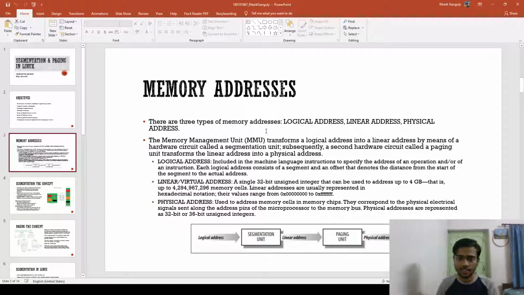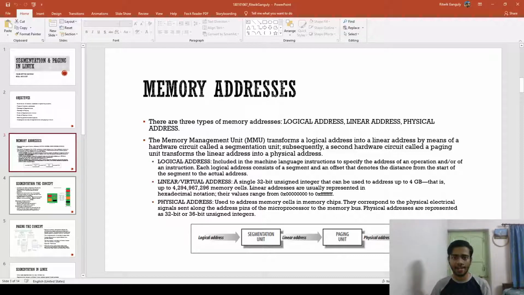What we see in a logical address is the machine language instructions that are required to specify the address of an operation or of an instruction. Then coming to the linear or the virtual address, it's just a single 32-bit unsigned integer that can be used to address up to 4 GB of memory. And at the end, we have the physical address, which are actually the memory cells in the memory chips. They actually correspond to the physical electrical signals sent along the address pins of the microprocessor. They are represented as 32-bit or 36-bit unsigned integers.